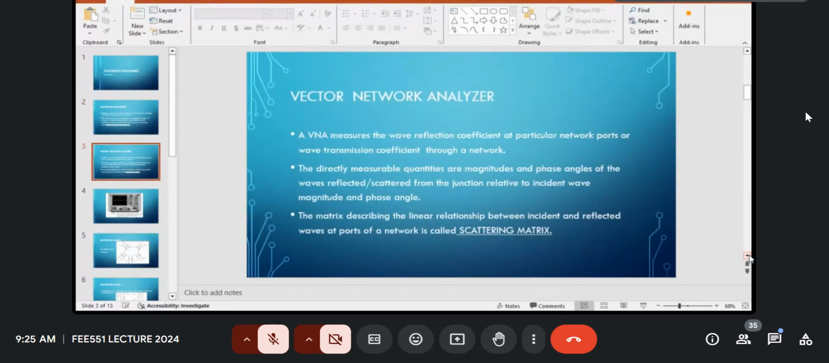So a vector network analyzer measures the wave reflection coefficient at a particular network port or wave transmission coefficient through a network. The directly measurable quantities are magnitudes and phase angles of the reflected or scattered wave from the junction relative to the incident wave. So the input is the incident wave, and the output will have a reflection at the output and at the input too. The matrix describing the linear relationship between incident and reflected waves is called a scattering matrix.